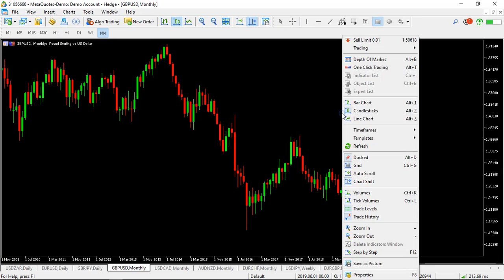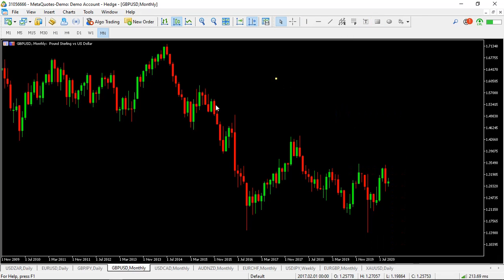On my monthly, I see that my monthly is in a downtrend. Let's focus here, because monthly means 12 candles is a year, and 4 candles is 4 months. So basically, please let's focus here.